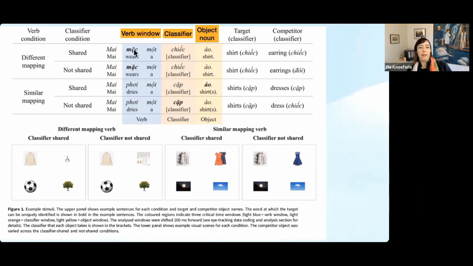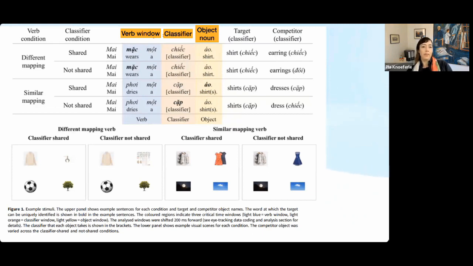Now, when you see the words in bold printed here, that means at this point in time, disambiguation was possible. So the logic is as before. It's about how quickly can you anticipate a target, which would be shirt or shirts here in the image. So you've got a shirt here, here, and shirts here and here. You've got distractors as well that don't have much to do with the content of the sentence, that are not fitting with the verb. But then you've also got a competitor. For instance, for wearing, you could wear a shirt or you could wear earrings.